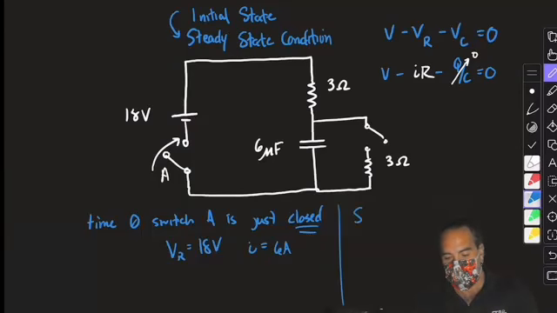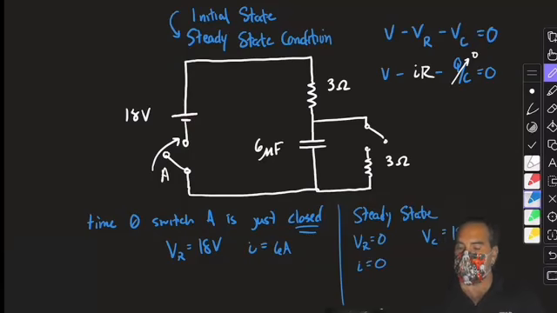Then the steady state takes over. In the steady state, the voltage across the resistor is 0, current is 0. At that time, the voltage across the capacitor is 18 volts. Which means the charge on the capacitor is going to be 6 times 18 microcoulombs. I don't know what that is. What is it?